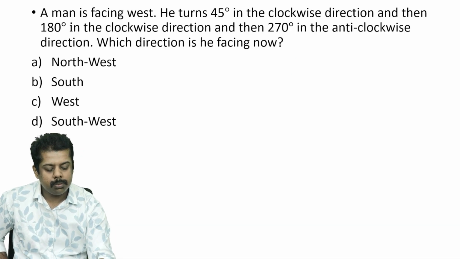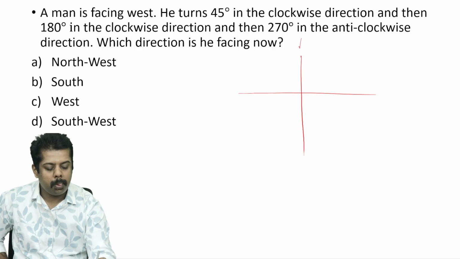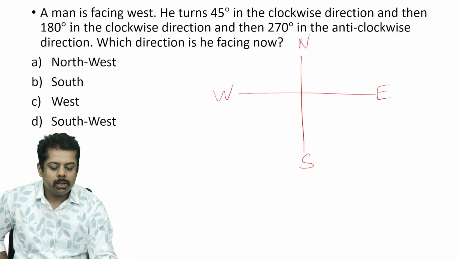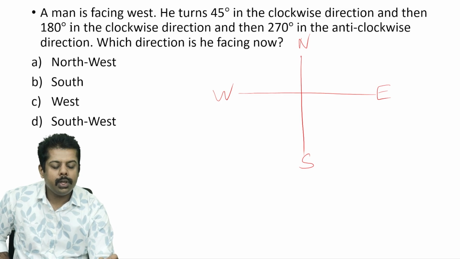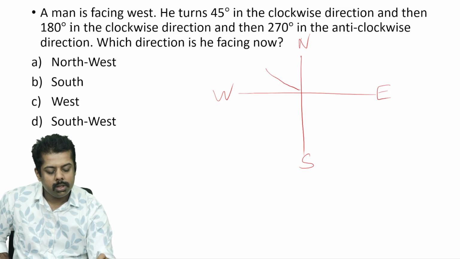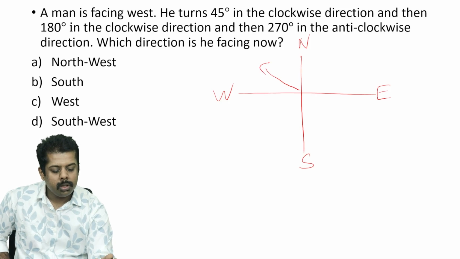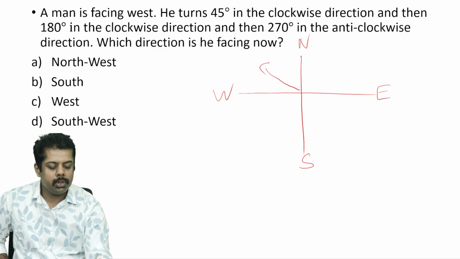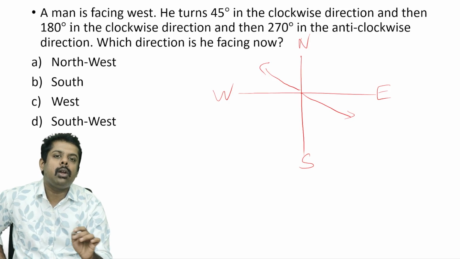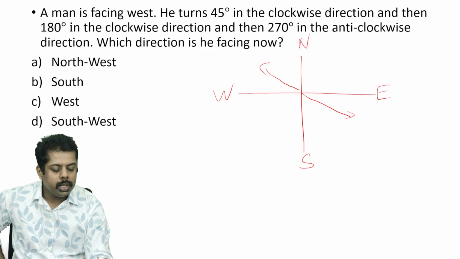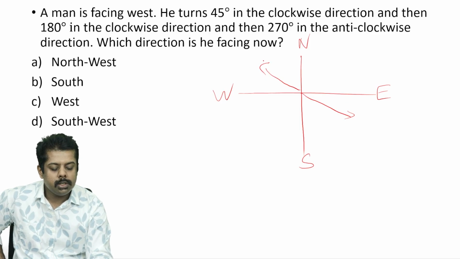Okay, so here you can just start with the basic diagram. Okay, so we can just start from the basic. Person is facing west here. He is covering 45 degrees in the clockwise. So that means he has reached northwest. Okay. Now from there he goes 180 degrees. So 180 basically means directly opposite. So opposite of northwest is southeast. Now he has to cover 270 degrees in the anti-clockwise. So as we know, from southeast to northwest, 180 degrees anti-clockwise means he is reaching northwest.